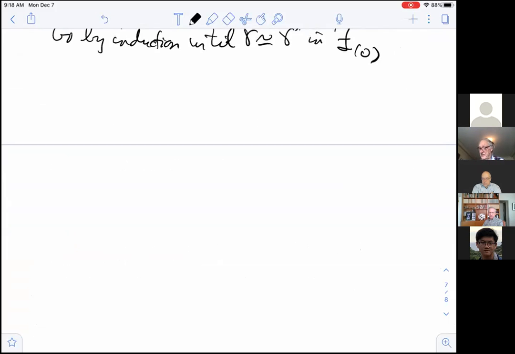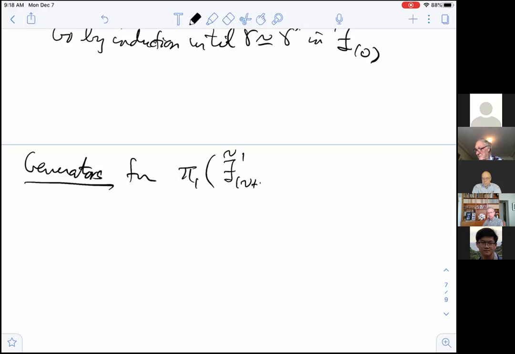So let's find generators for this relative group. Well, it's not a group, it's a relative set.